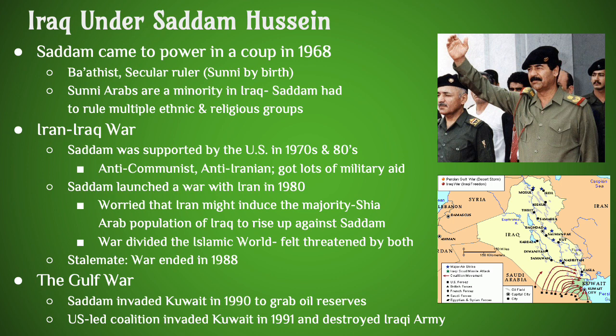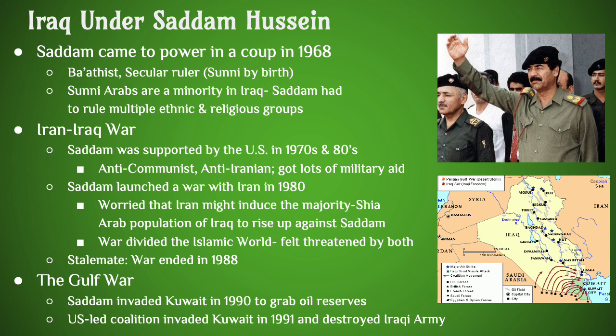He had to rule multiple ethnic and religious groups, and that's also part of the reason why he couldn't lean into religion very hard. But he was somebody that was actually supported by the United States in the 70s and 80s, mainly because he was both anti-communist and anti-Iranian. And so we gave Iraq a ton of military aid in that period.